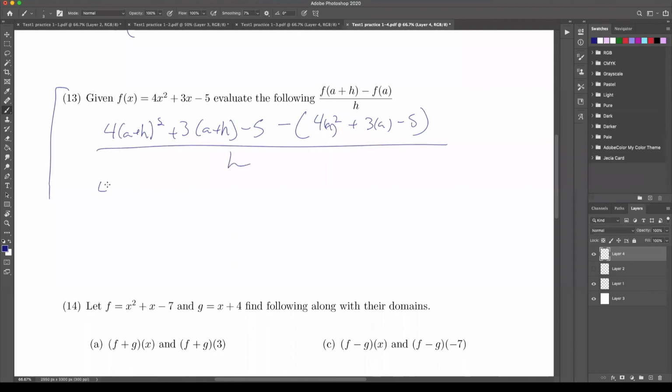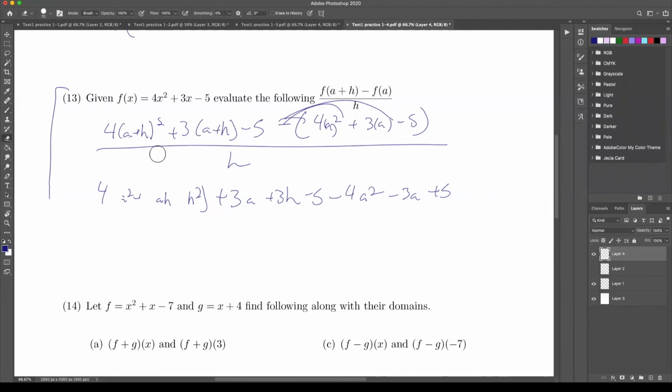And so we'll just go ahead and expand that out. Remember, (a plus h) squared turns into a squared plus 2ah plus h squared. Remember, if we FOIL that, here we add 3a plus 3h minus 5. Moving in the negative, we'll have minus 4a squared minus 3a plus 5. So I'm moving in the negative to each one. Here, let's go ahead and move in the 4. So it'll be 4a squared plus 8ah plus 4h squared, all over h.